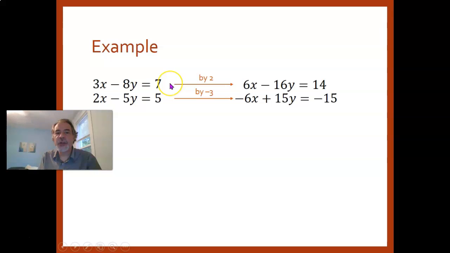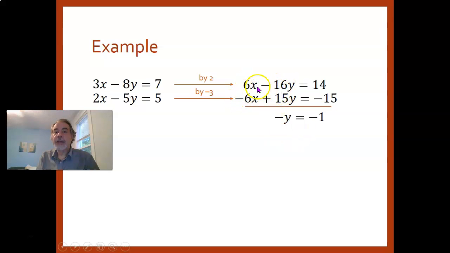The top equation gets multiplied by 2. Don't forget that everything on both sides has to get multiplied by that same number. So 6x minus 16y equals 14. And then the bottom equation, when I multiply everything on both sides by negative 3, I get negative 6x plus positive 15y equals negative 15. Now the x terms are all set up to kill each other off, so I'm going to go ahead and add these equations together.